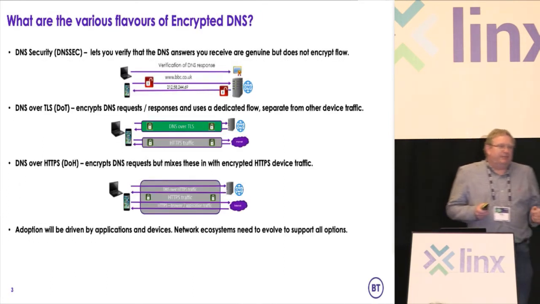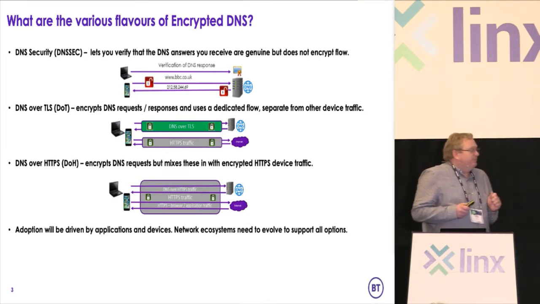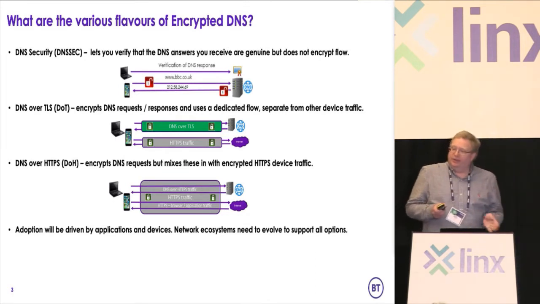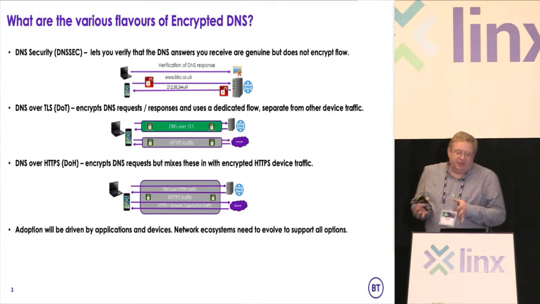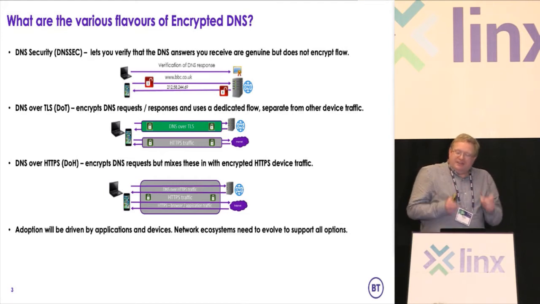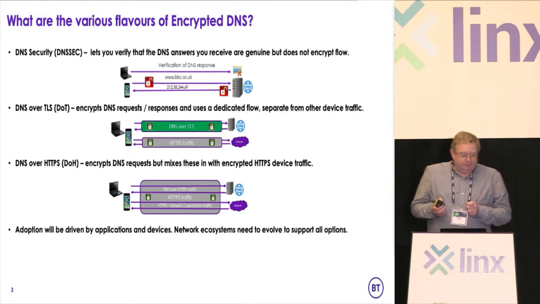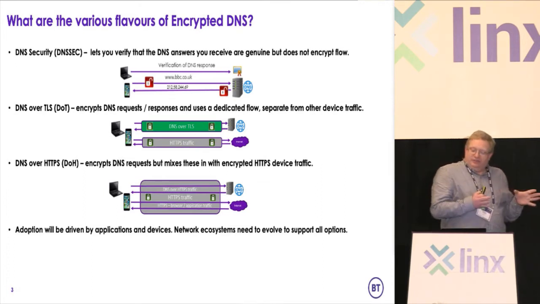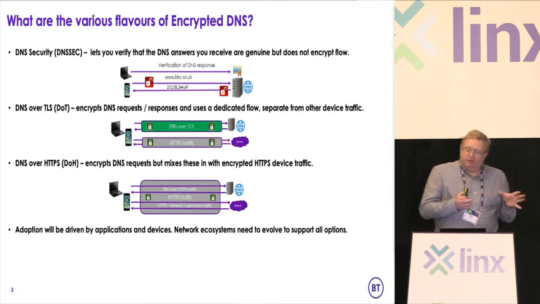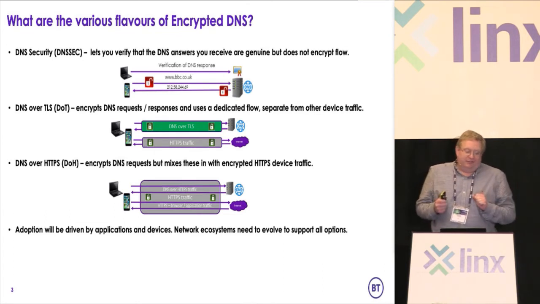You've probably heard about the different flavors of encrypted DNS. So the first one is DNS security. And this is all about just verifying that the DNS answers you receive are genuine, but it doesn't encrypt the actual flow. The next one is DNS over TLS. This encrypts the DNS requests and response, and it does this for a dedicated flow on a dedicated port, so it's separate from other device traffic.